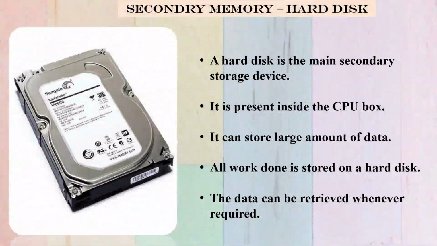Now we will read and understand what are the different types of secondary devices which we use. The first secondary device is hard disk. A hard disk is the main secondary storage device. It is present inside the CPU box. It can store a large amount of data. All work done is stored on a hard disk. The data can be retrieved whenever required. You can store as much data in the hard disk as you want, and you can see that data whenever it is required. Okay children.